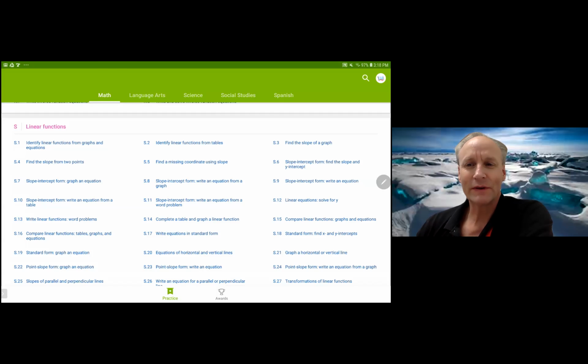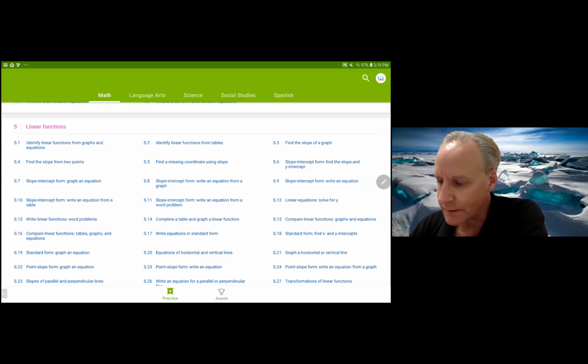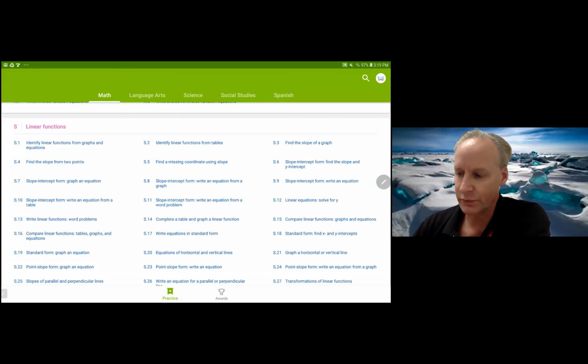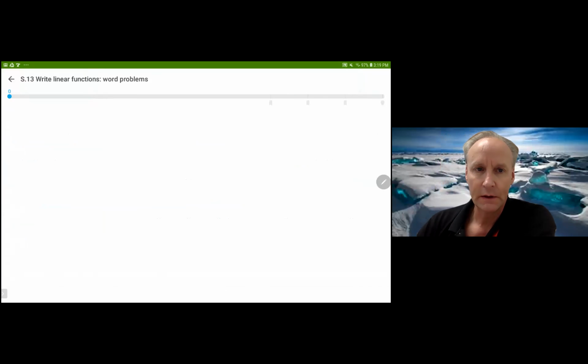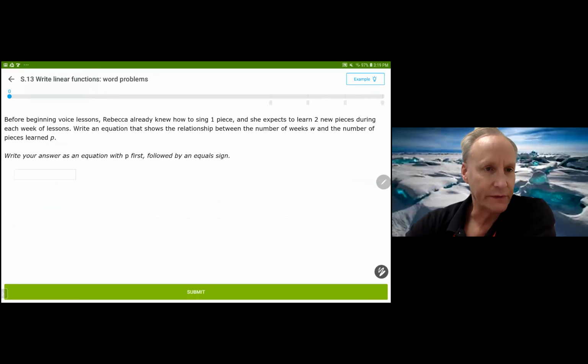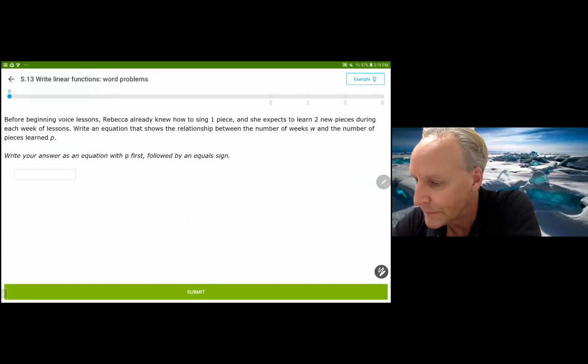Hi, everybody. We're going to do linear functions. This is part of the S section of Algebra 1 IXL, and we're going to be looking at S.13, which is write linear functions from word problems. So here it is. Let's take a look. I didn't do a preview, so we'll see how it goes.